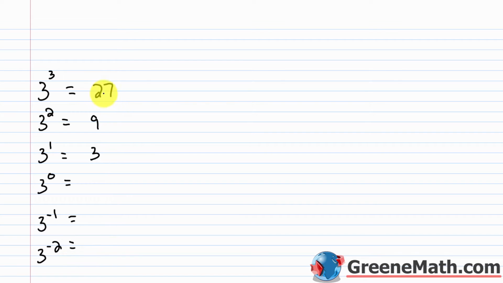Again, as I go from here to here, as I decrease the exponent by 1, I just divide this answer by the base. So in other words, if I erase all this, and I don't know any of it, if I want to go from a known result of 3 cubed, which is 27, to an unknown result of 3 squared, all I do is take the result here and divide by 3.